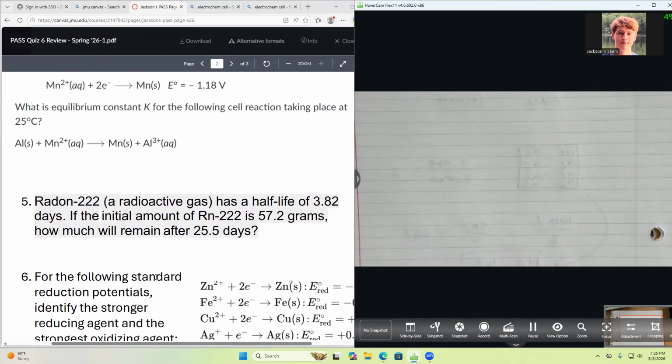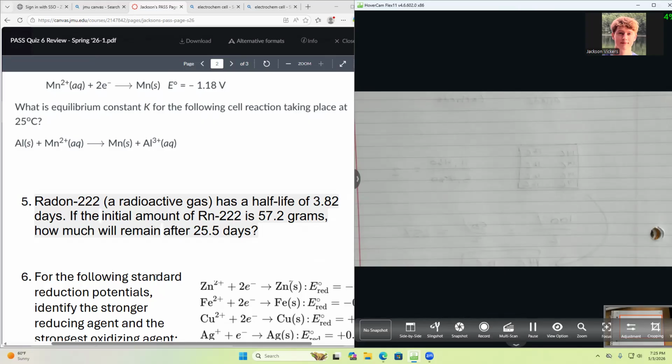All right, go back to radioactive stuff. So radioactive isotopes, we're saying that radon-222, which is an isotope, has a half-life of 3.82 days. And I'm giving you the initial amount of radon-222, and I'm asking what's going to remain after a certain period. So this one goes back to, I believe, the integrated rate laws that we did in Unit 2.